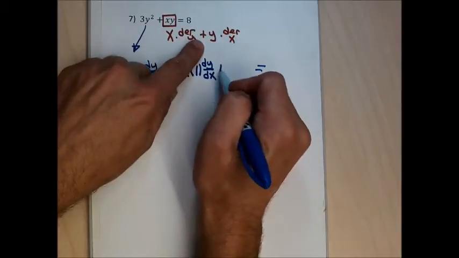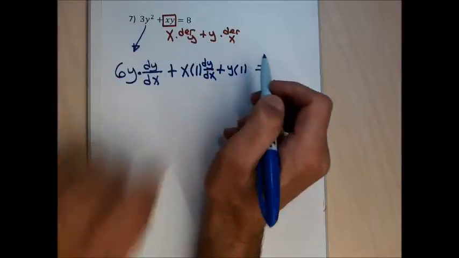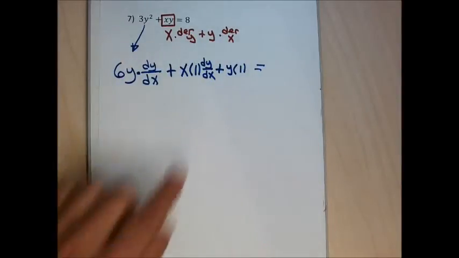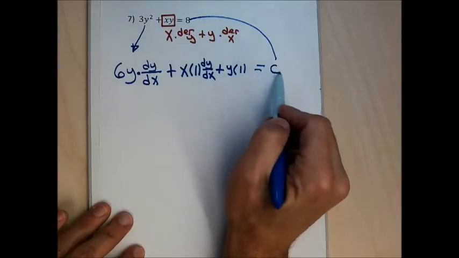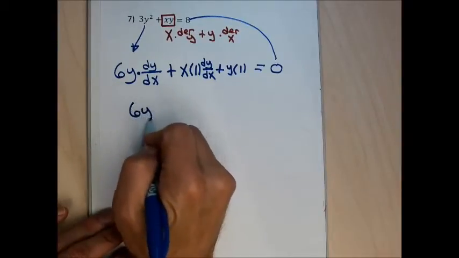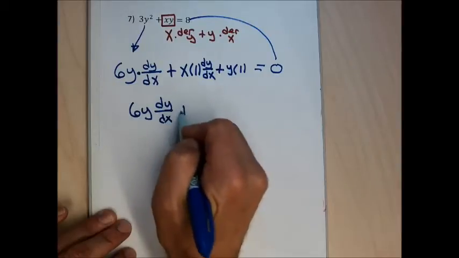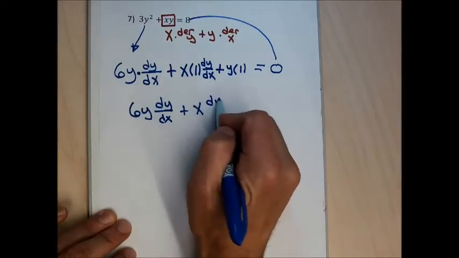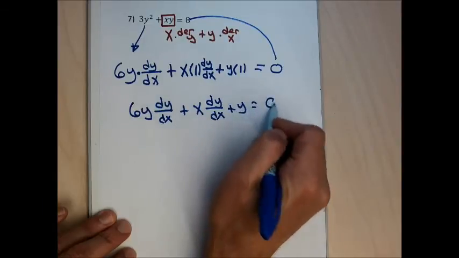Bring down this plus sign. Y is y. The derivative of x is 1, and I don't need a dy/dx, so I took a derivative of an x there. To the right of the equal sign, that 8 has a derivative of 0 because it's a constant. Let me clean this up. This is going to be 6y dy/dx plus x dy/dx plus y equals 0.